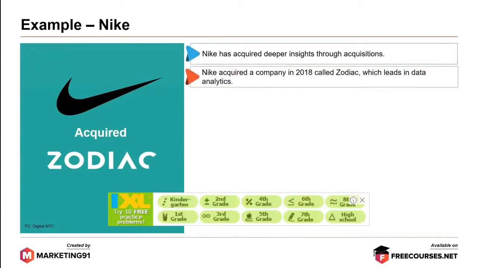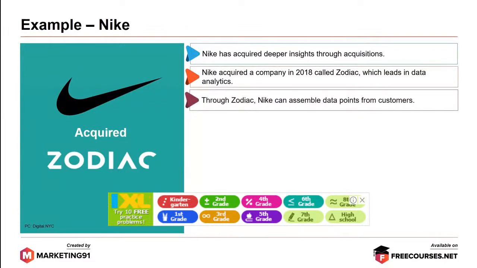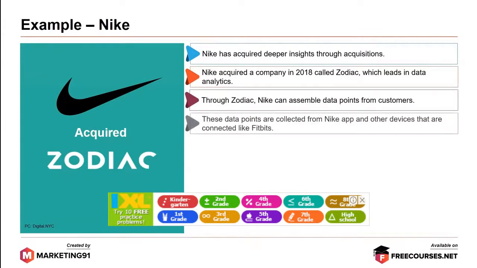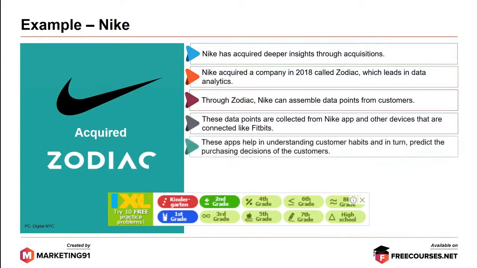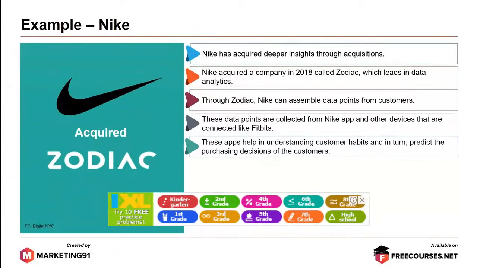Nike acquired a company in 2018 called Zodiac, which leads in data analytics. Through Zodiac, Nike can assemble data points from customers. These data points are collected from the Nike app and other connected devices like Fitbits. These apps help in understanding customer habits and in turn predict the purchasing decisions of customers.